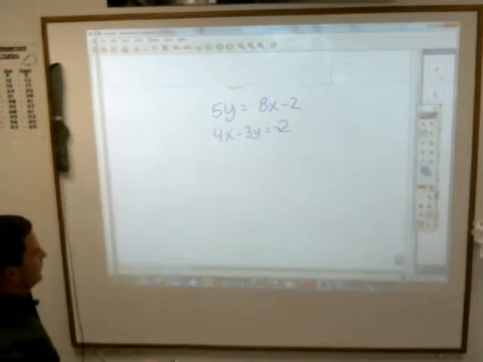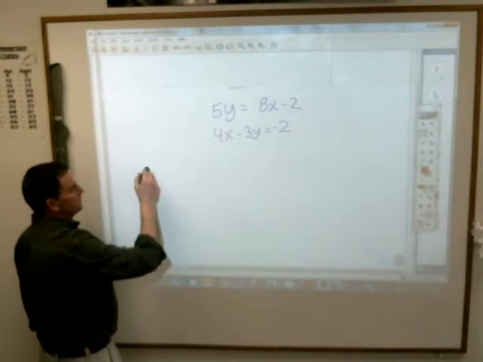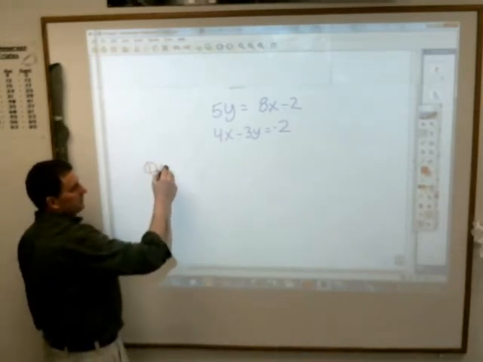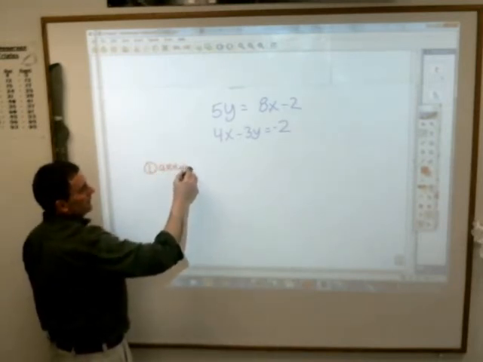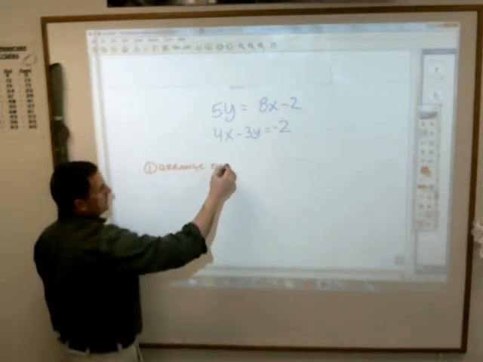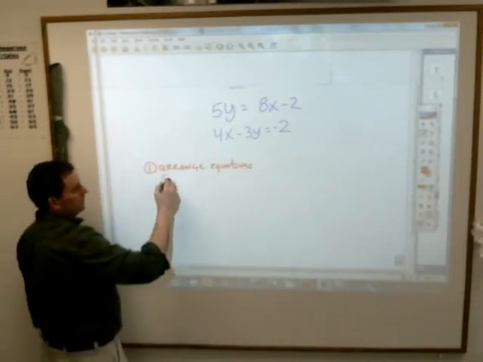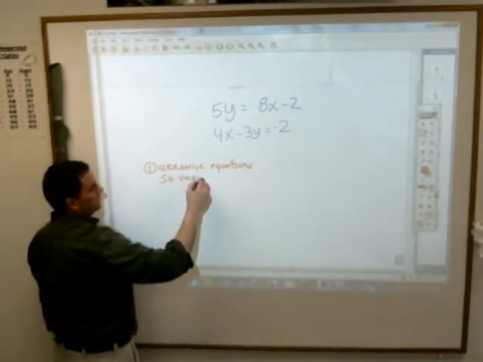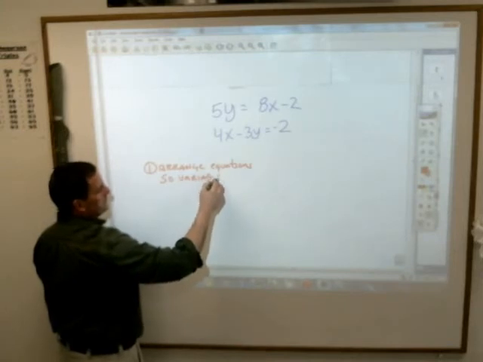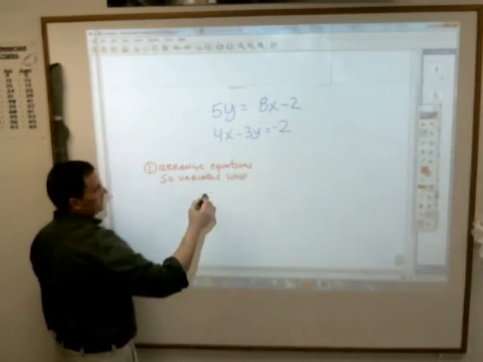First thing you need to do is you need to arrange the terms so that x's are above x's. You arrange the equations so the variables line up. You want to write it in standard form, which means you want your x's and y's on the left side.